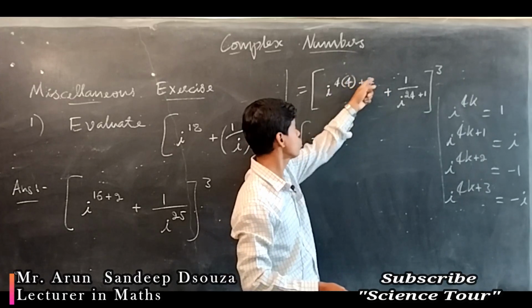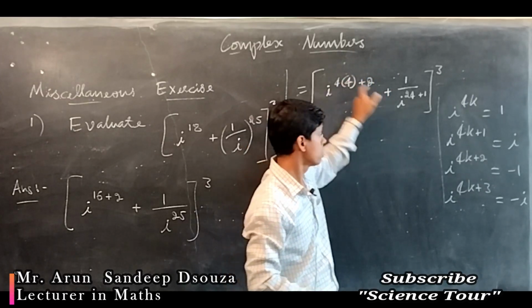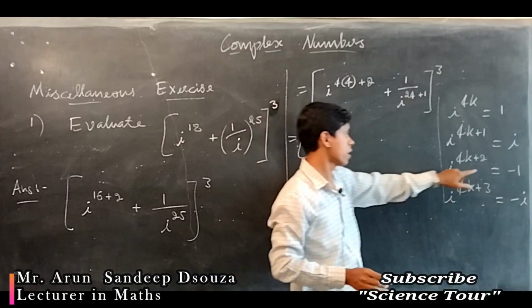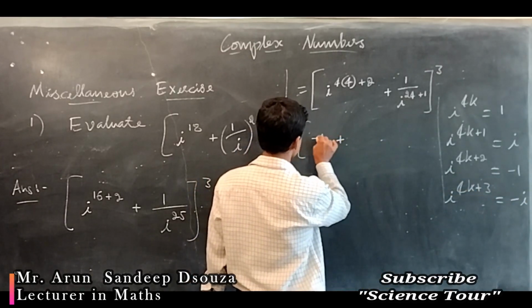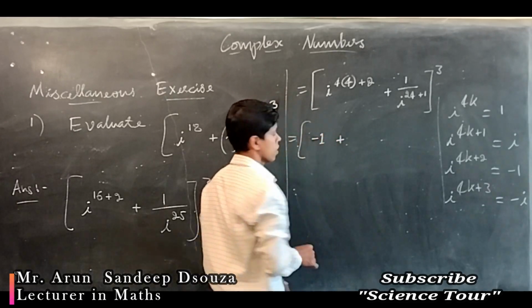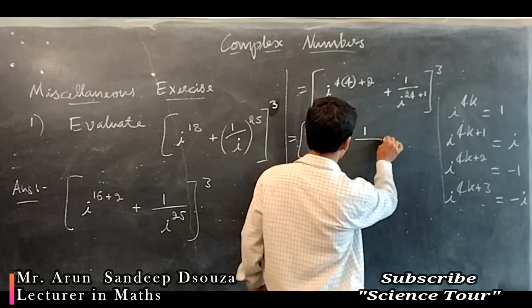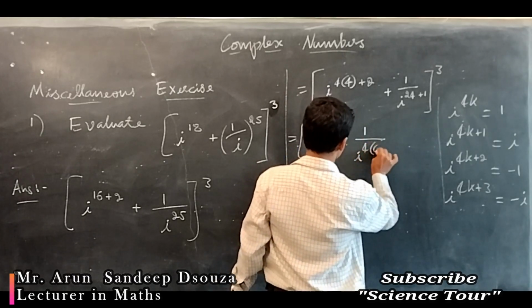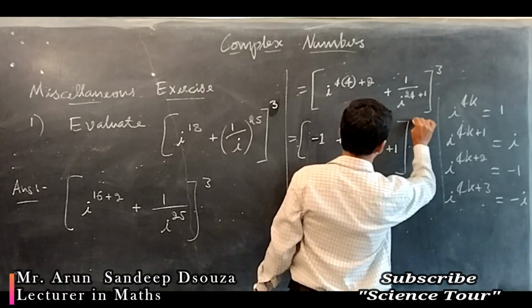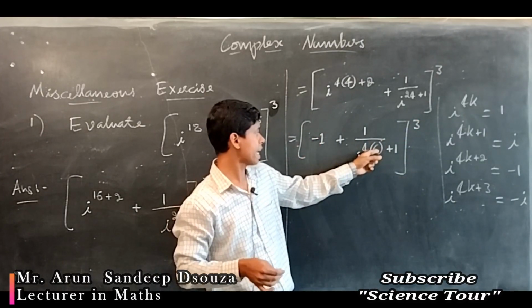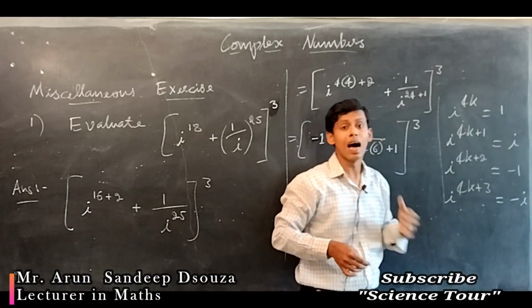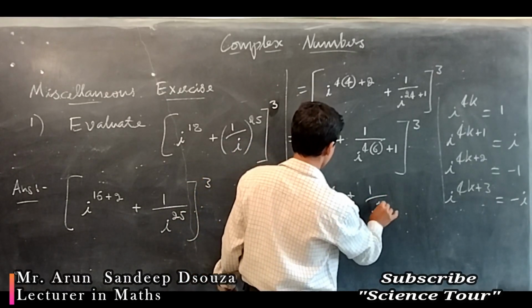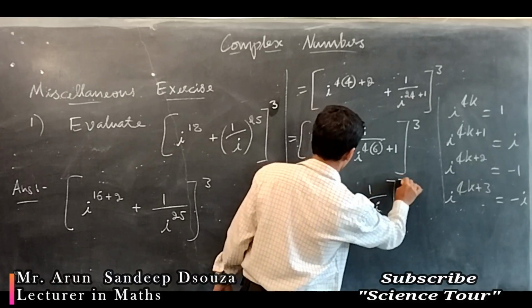4k plus 1 plus 2. In the k place there is 4. This is 4, not k. Okay, if my handwriting is unclear, ask. So this is a k here and this is 4. Understand the difference. Okay, so the answer is minus 1 plus 1 by I raised to 24 plus 1, that is 4 into 6, 24, plus 1. So now this is like 4k plus 1, and 4k plus 1 is I. So this is minus 1 plus 1 by I, whole cube.